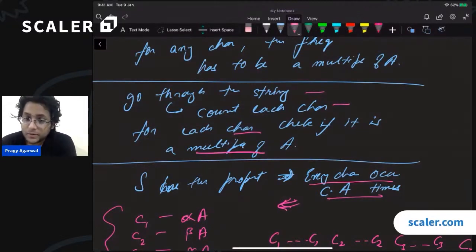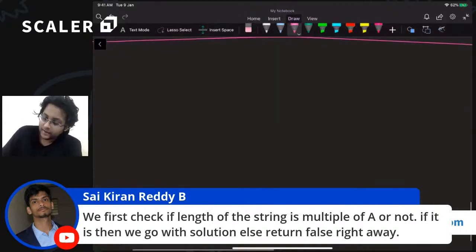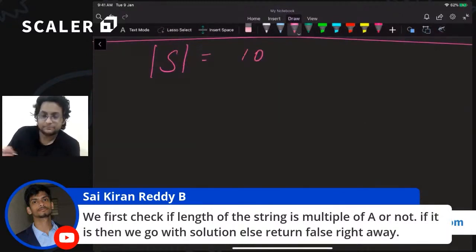Perfect. Let us see some other approaches that we have. Sai is saying we first check if the length of the string is a multiple of A or not. If it is, then we go with the solution, else return false right away. Yes. So Sai has a very nice optimization over here. Sai says that, hey, if the original string S, let us say the length of S is suppose 10, and let us suppose that A has been given to you as suppose 4.